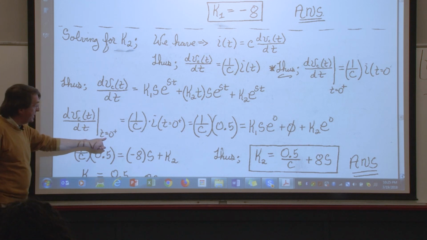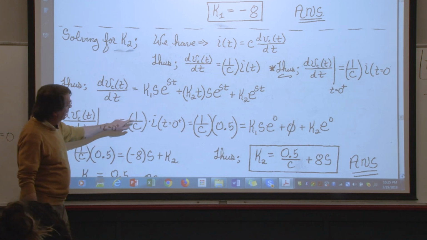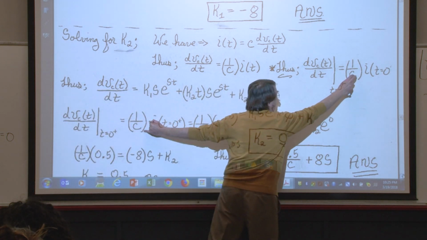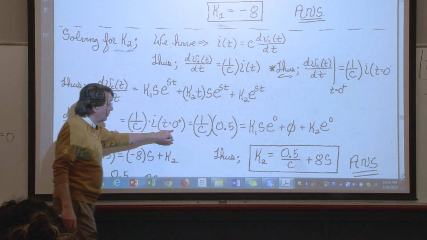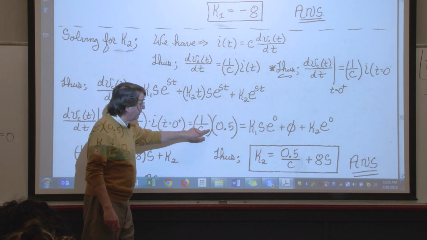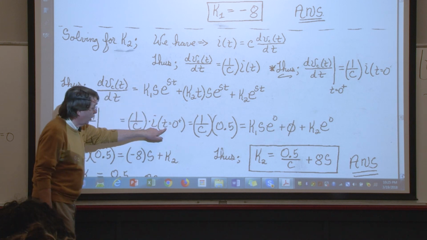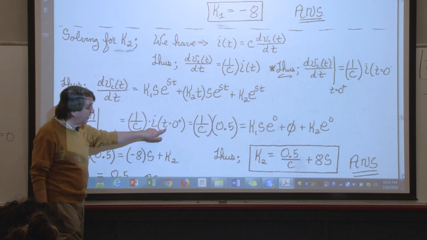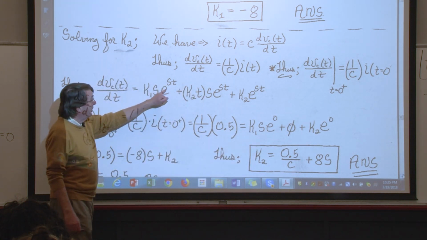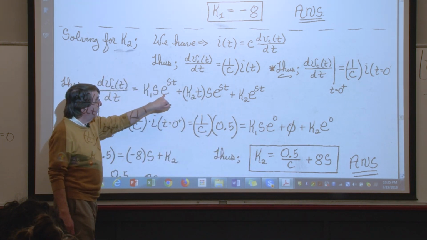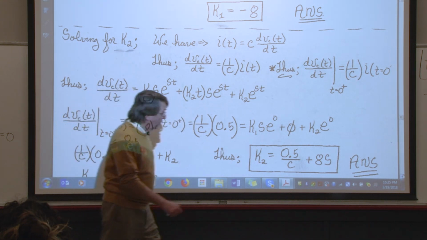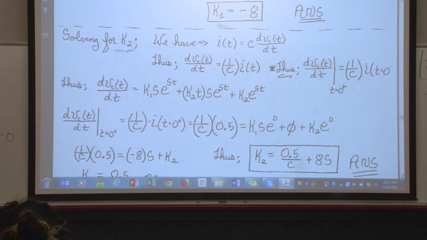I then set t equals 0 plus. So that becomes here 1 over C times I at t equals 0 plus. This equals 1 over C times 0.5 because the current was 0.5. That was given. And this then is K1 e to the s t. T is 0. Then this term goes to 0 plus K2 e to the 0. Solving, we get K2 is that expression there, and we're done.